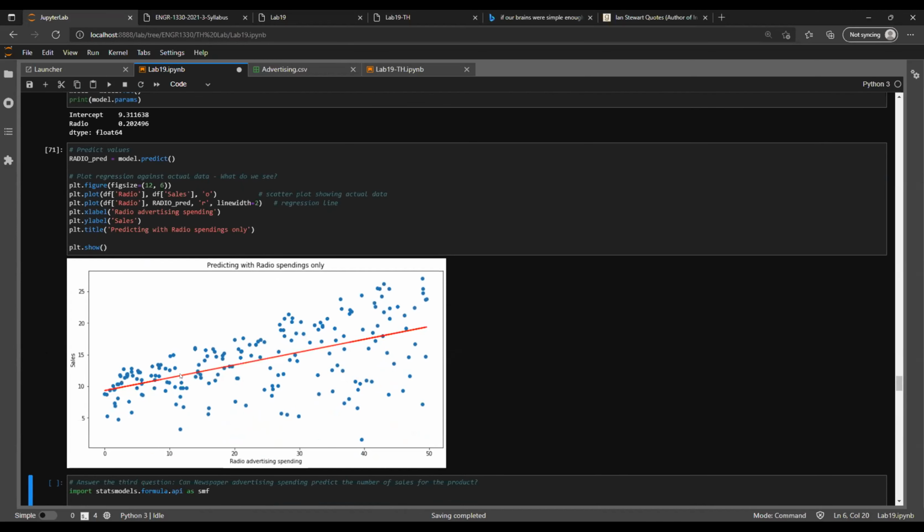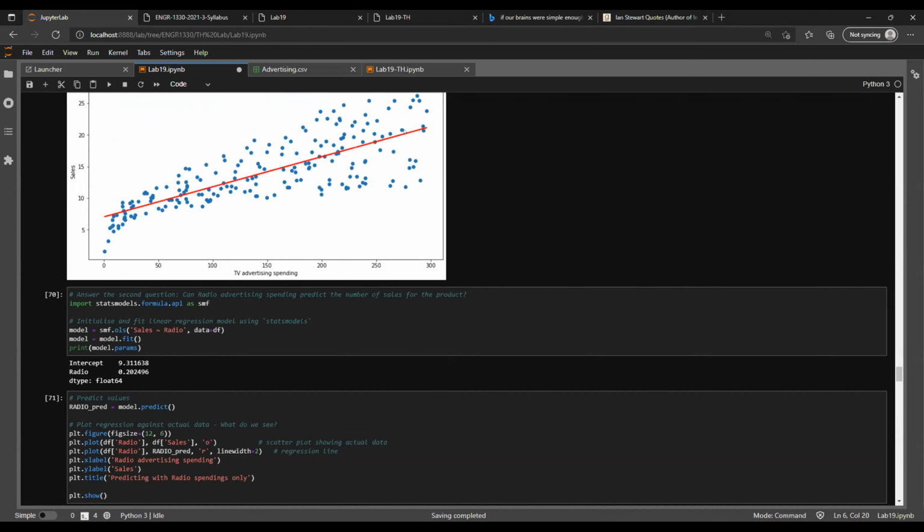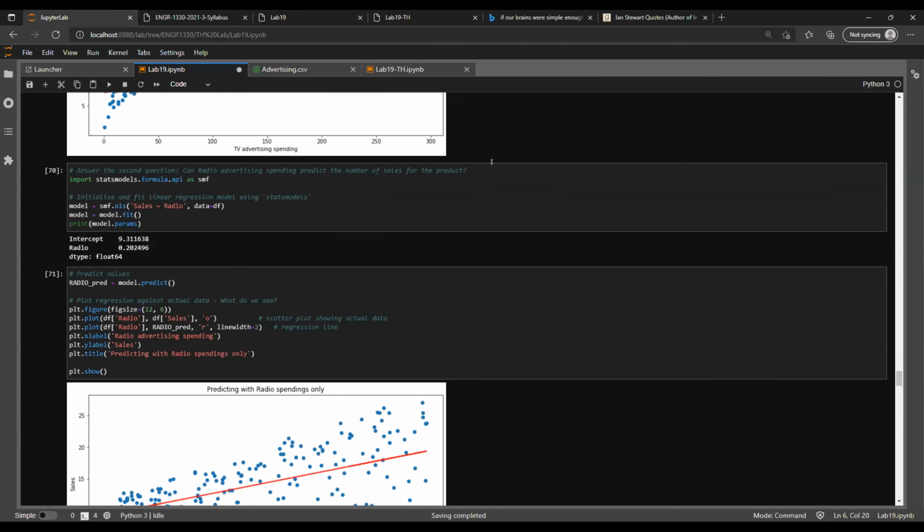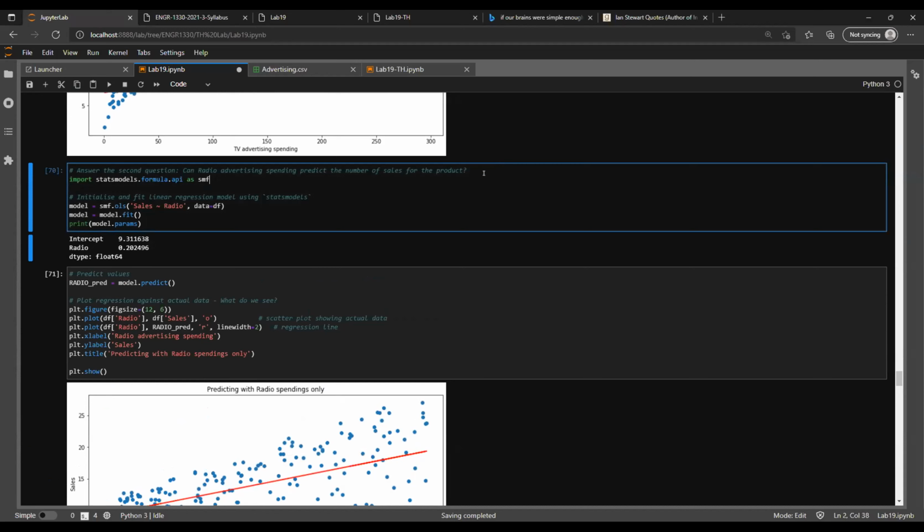This one, I can see what it's getting. There's kind of a pattern here, but there's more of a scatter, no pun intended, around it than there is here. Not as closely, the grouping isn't as tight. I mean, we can use it if you want. Can radio advertising spending predict the number of sales for the product? Sure. Not as well as TV spending, though.